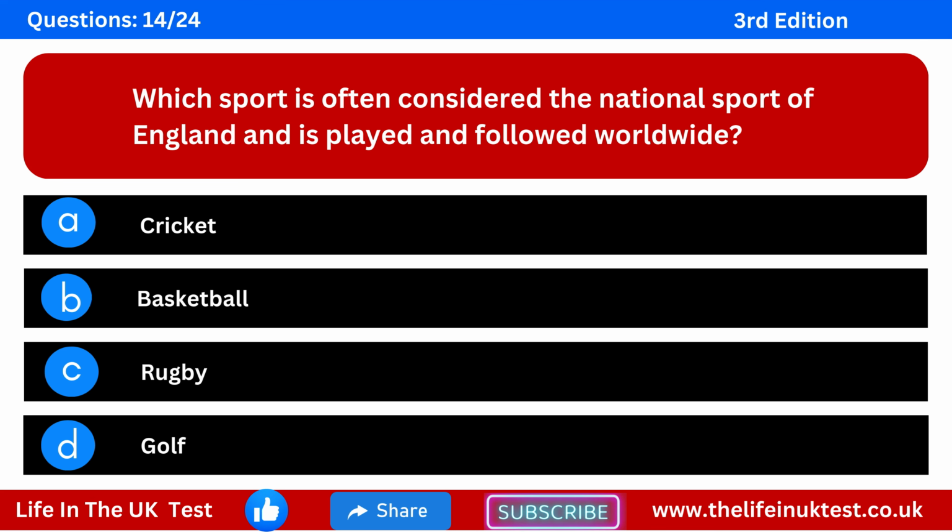Question 14. Which sport is often considered the national sport of England and is played and followed worldwide? Option A, cricket. Option B, basketball. Option C, rugby. Option D, golf.